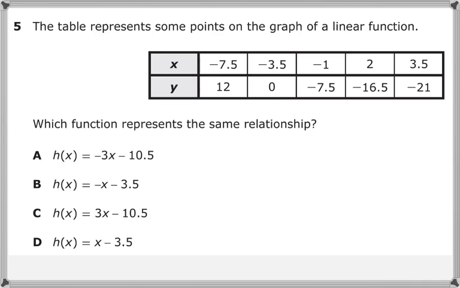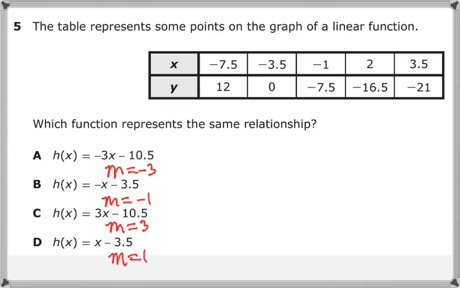Let's look at the slope specifically. On A, our slope is -3. Answer B has a slope of -1, so m is -1. For C, we have m is 3. And for answer choice D, we have m equals 1.